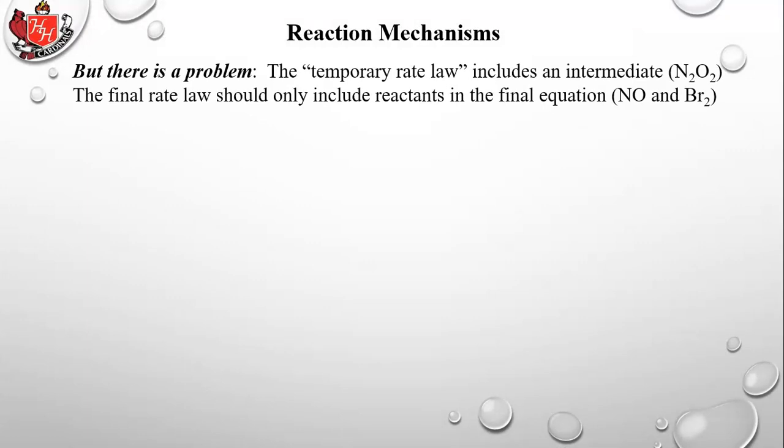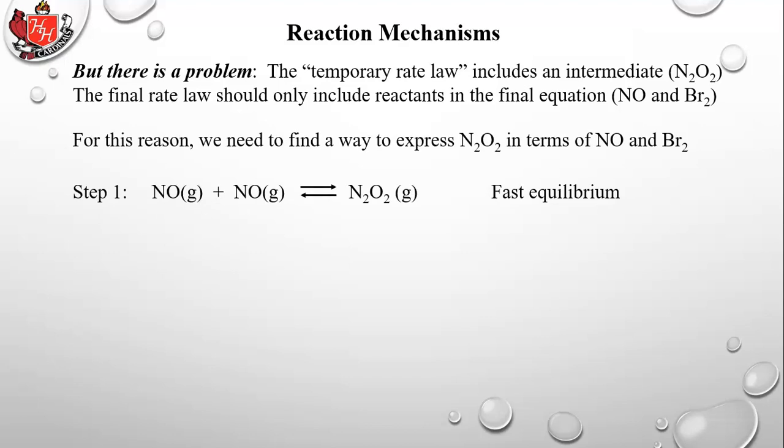But there's a problem. The temporary rate law includes the intermediate N2O2. The final rate law should only include reactants in the final equation, which are NO and Br2. Those are the only reactants in the overall reaction. So you can't have N2O2 in the rate law when it's not one of the reactants in the overall reaction. For this reason, we need to find a way to express N2O2 in terms of either NO or Br2 or both. So I'm going to introduce you to a concept of equilibrium.